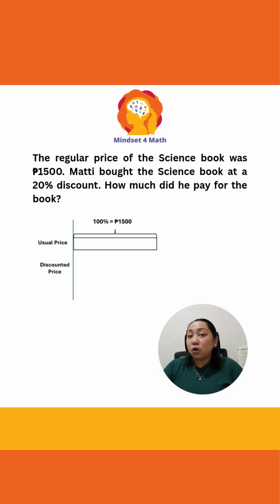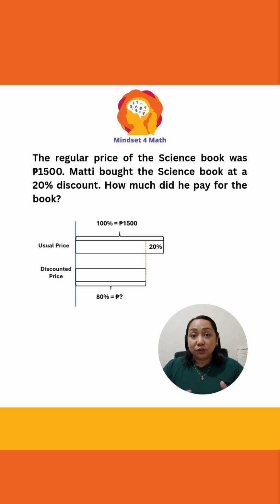So first, I'll draw a long bar and label that the usual price. And since it's the usual price, I will mark that 100%, which is equal to 1,500 pesos. For the discounted price, I'll make sure to draw a shorter bar, and I will also label the difference between the two bars, the bar that represents the usual price and the bar that represents the discounted price, 20%.